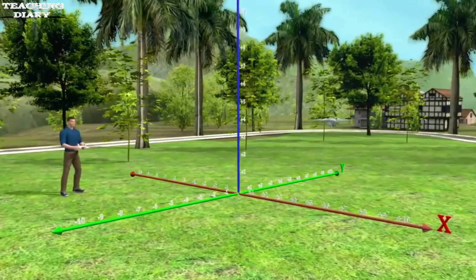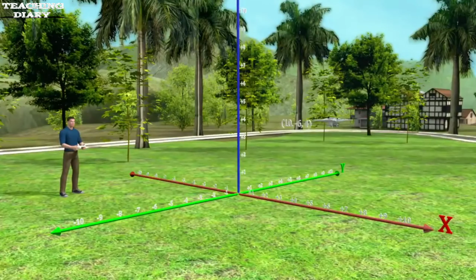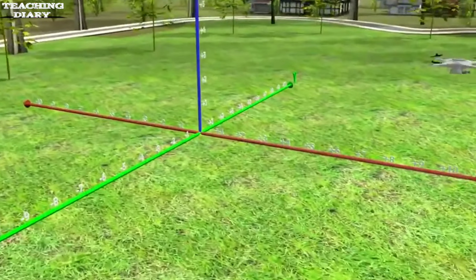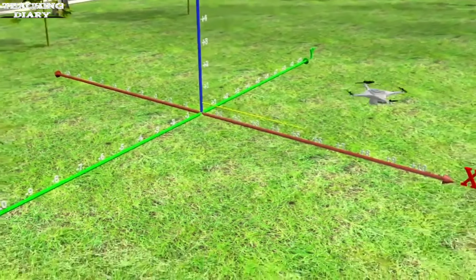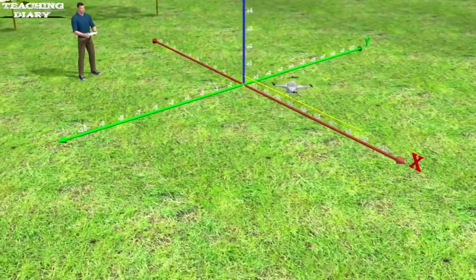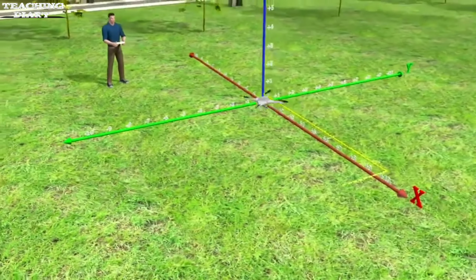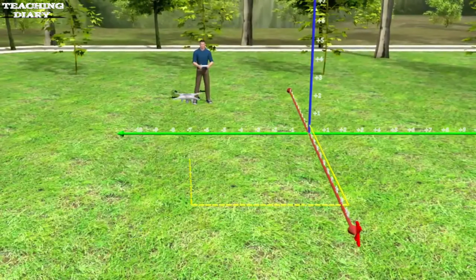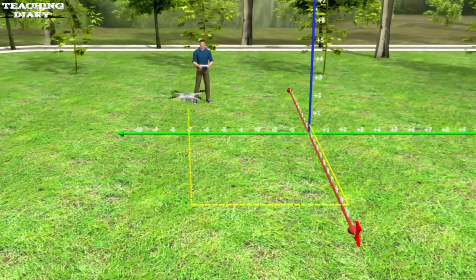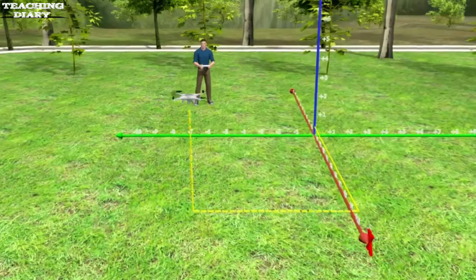For example, an object's position is given as (10, -6, 4). It tells us that the object can be located by moving 10 units along the positive x-axis, then 6 units along the negative y-axis direction and 4 units along the positive z-axis direction.